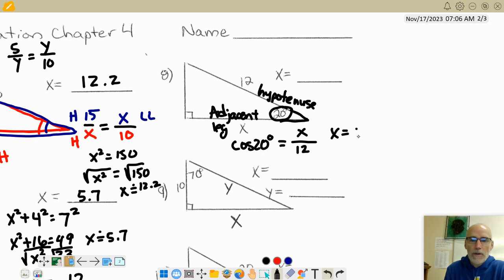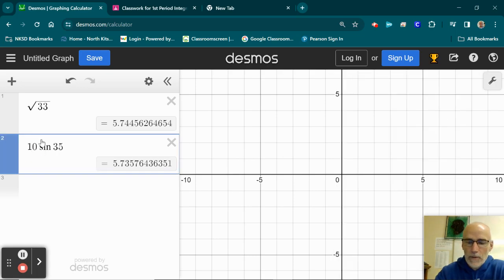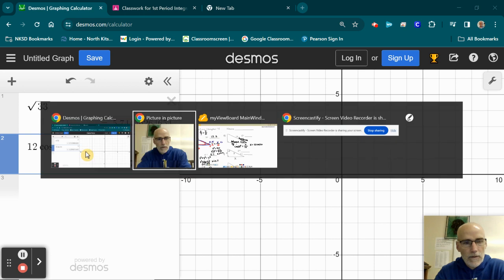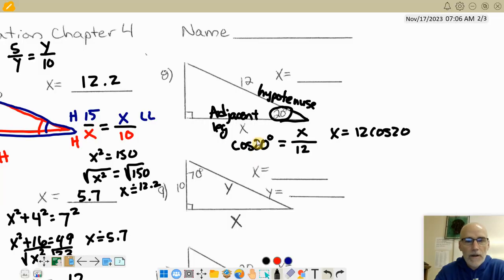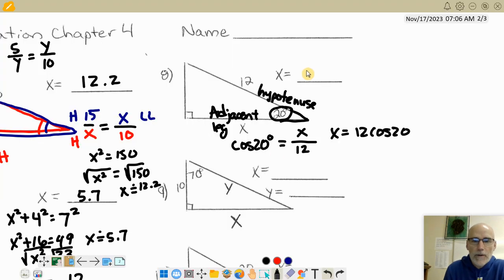So x ends up being 12 times the cosine of 20. Very similar to how I multiplied the other one by 10. Because the 12 is in the denominator, we want to multiply both sides by 12, right? And we jump over to our Desmos, change this guy to a 12, change this guy to a cosine function. And what was our angle? 20 degrees or something like that? 20 degrees. So 11.3, if I have that right. Yeah, it was 20 degrees and it was a 12. Yep. So 11.3, I'm going to round to the tenths place, 11.3.